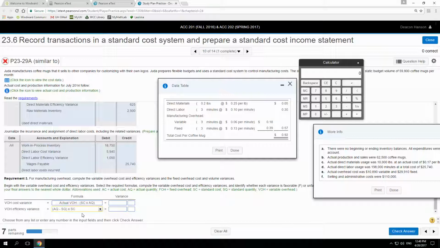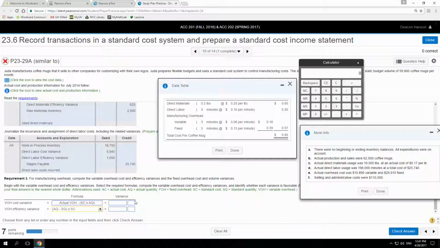Now you can start thinking, what was the actual variable overhead? It's sitting over here in letter E, 10,890. So you have that handy. And then let's think about the standard cost for variable overhead is 6 cents per minute. So you're going to take that 6 cents per minute and multiply it by the actual minutes, the actual direct labor, so 198,000.